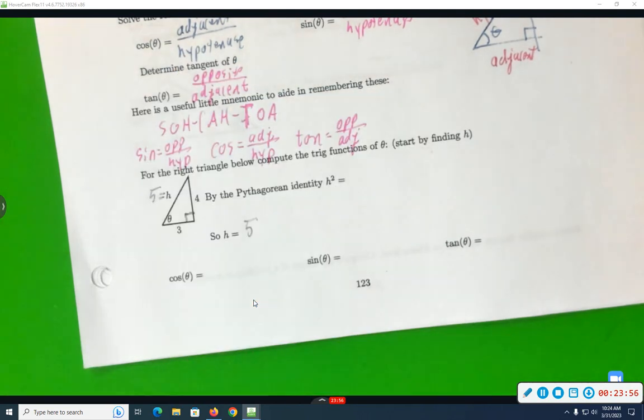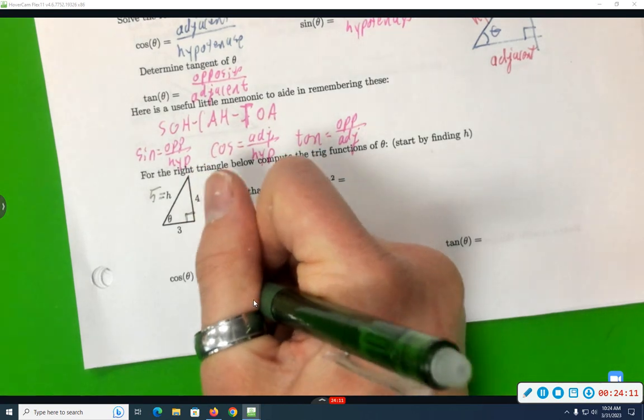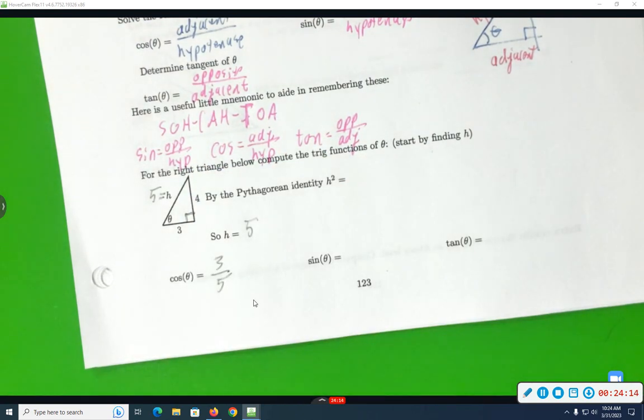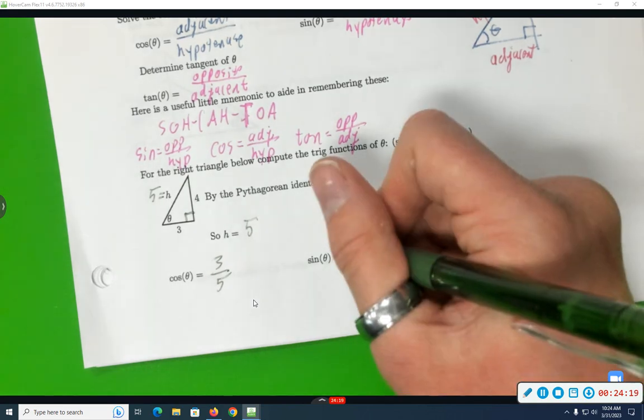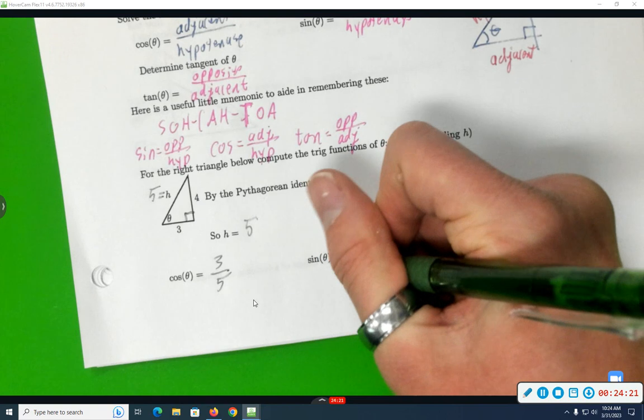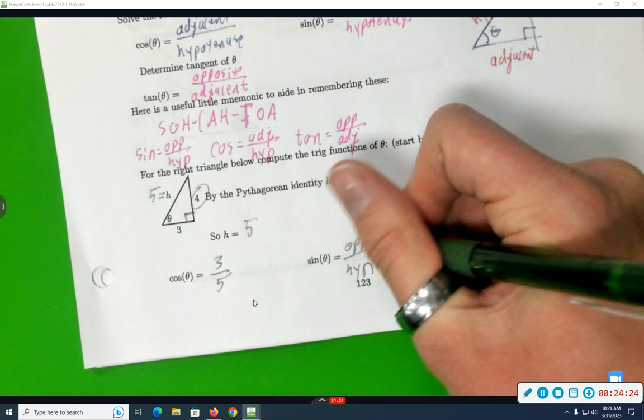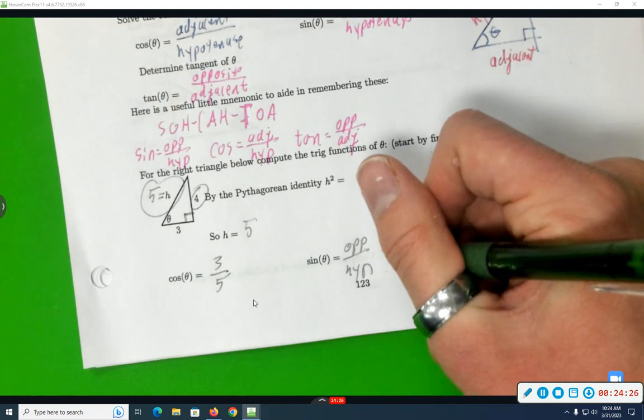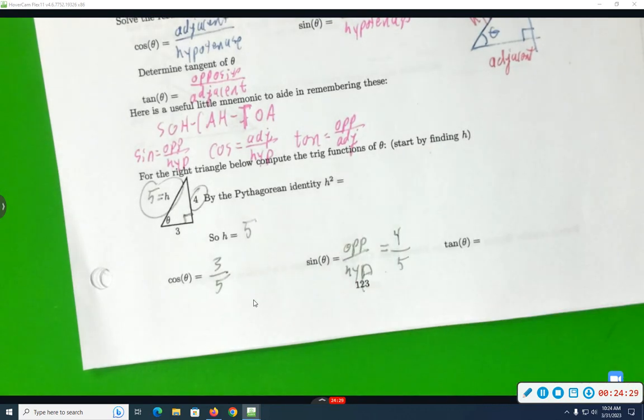Hypotenuse is length 5. That's enough information to compute all the trig functions. Let's compute all the trig functions. What's the cosine of theta equal to? You went 3 over 5. Sine of theta? Yeah, 4 over 5. It should be opposite divided by hypotenuse. Opposite is 4. Hypotenuse is 5. Tangent? 4 divided by 3. Very good.